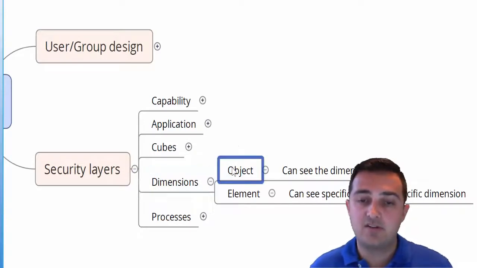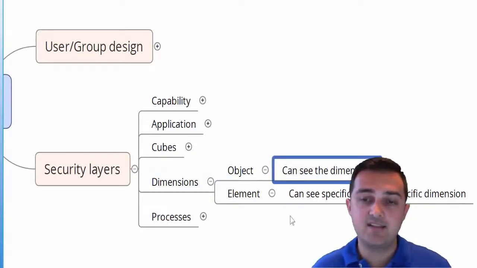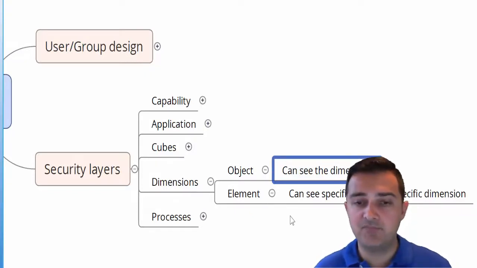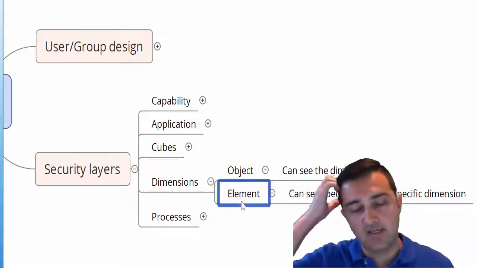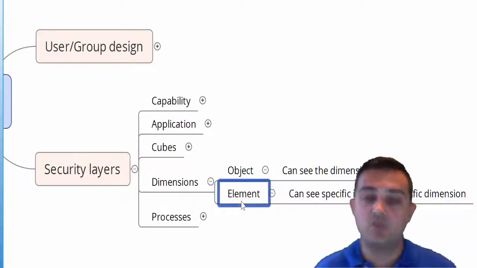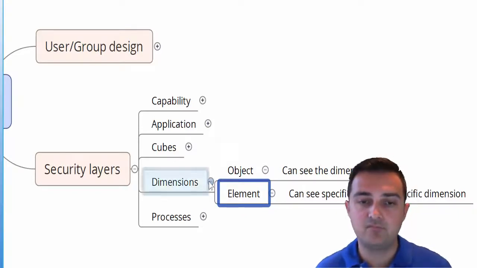When it comes to dimensions, there's the object as a dimension. Can they see the whole dimension? Can they see that employee dimension, or they cannot see the employee dimension at all? And an element. Can they see specific items in the specific dimension? So we used an example of business units. So certain groups can only see or write to specific business unit elements.